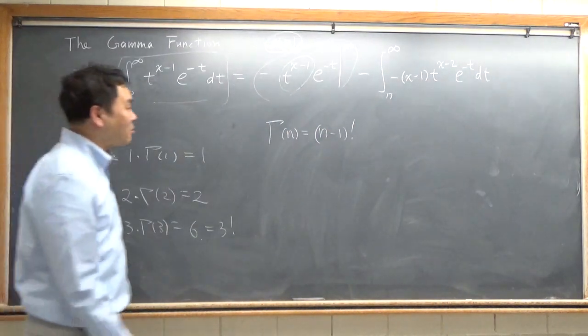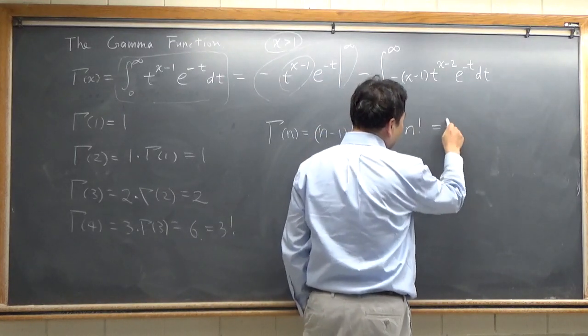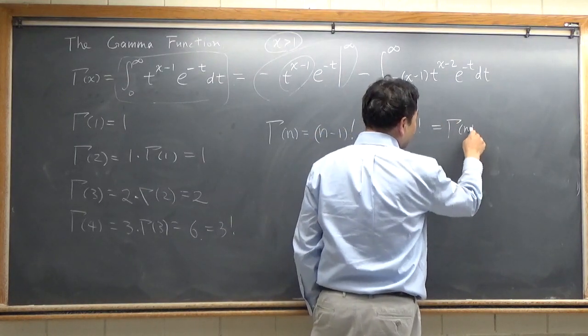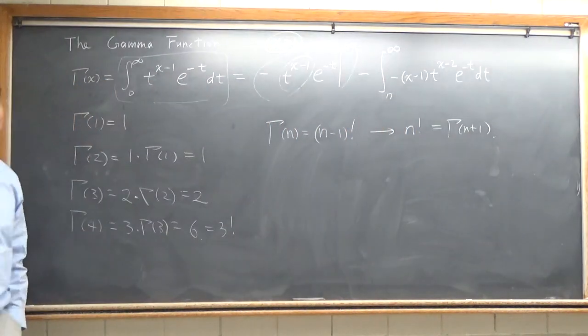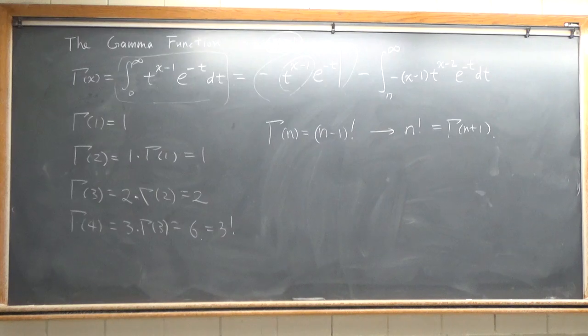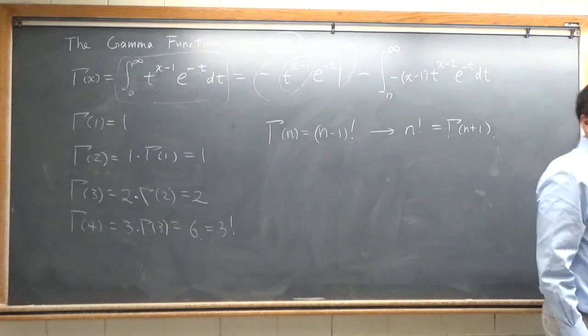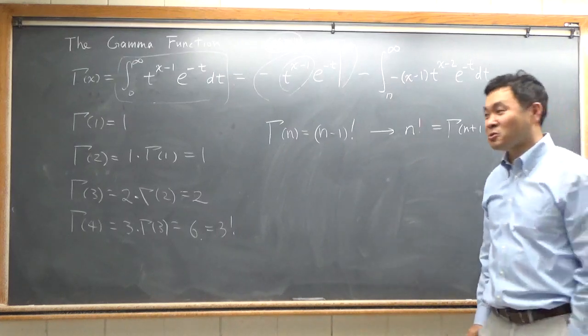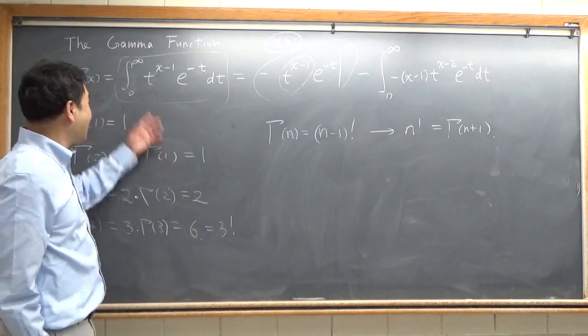Or put it in another way, you can replace n factorial as gamma of n plus 1. Now, the immediate question would be, why would anyone want to do this? We like factorials, it's easy, right? Why would you change something that's easy into something that looks horrible?